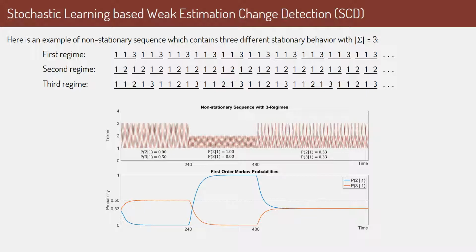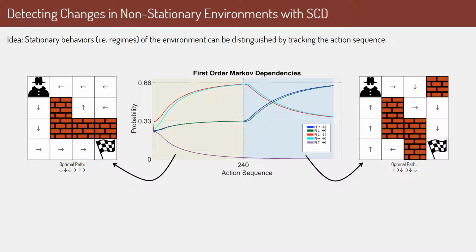Results of our experiments showed that SCD algorithm is robust to noise up to around 30% noise rates. We have also used SCD on industrial sensor information for detecting anomalies in a dynamic production system. Changes in non-stationary environment can be detected by tracking the action sequence by using SCD algorithm.